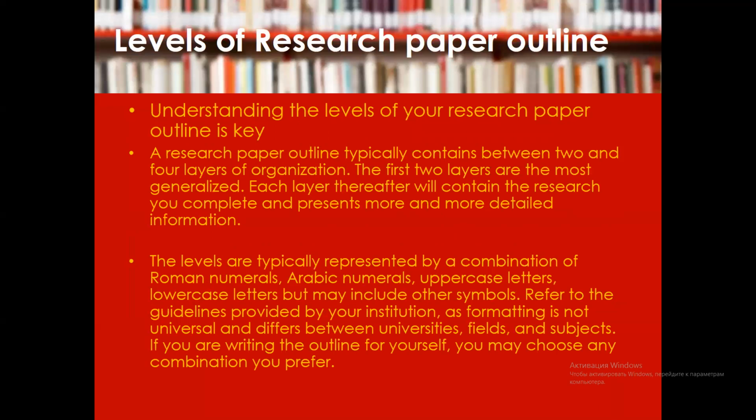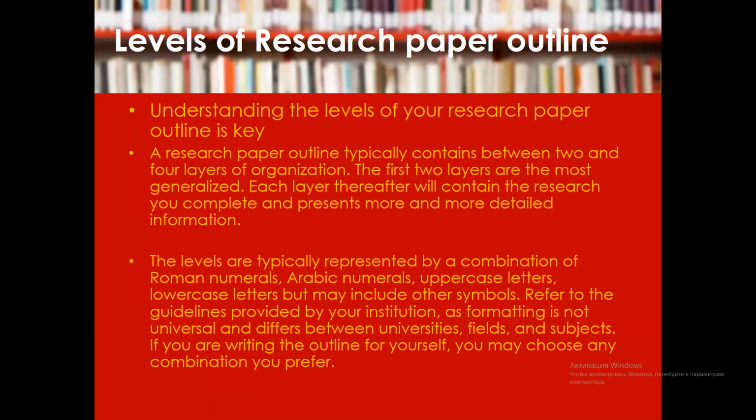Levels of a research paper outline. Understanding the levels of your research paper outline is key. A research paper outline typically contains between 2 and 4 layers of organization. The first 2 layers are the most generalized. Each layer thereafter will contain the research you complete and present more and more detailed information.